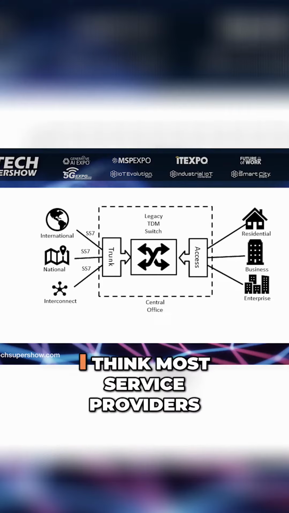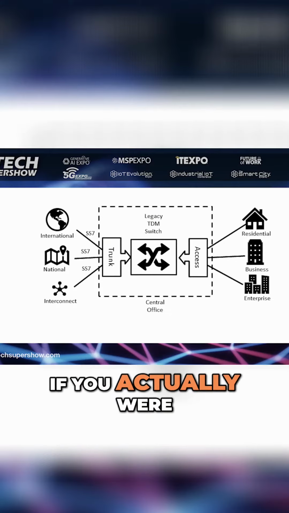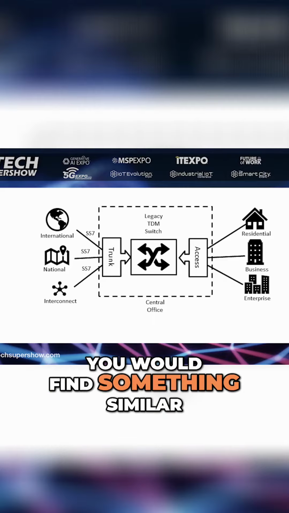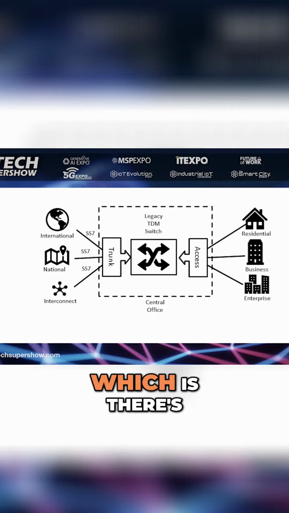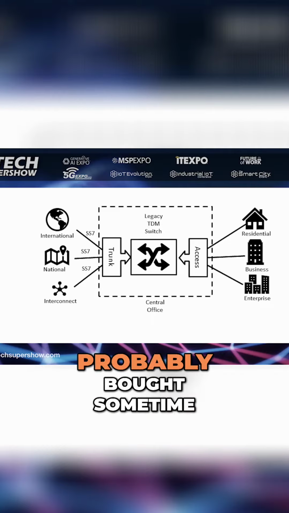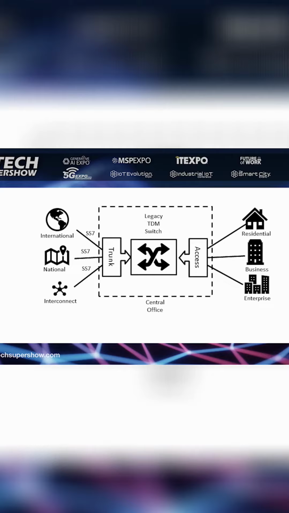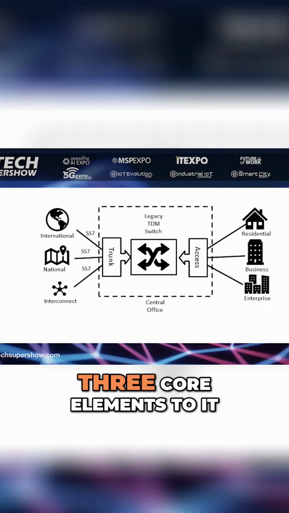In general, I think most service providers, if you actually were to decompose their network and take a look at it, you would find something similar to what we have on the diagram here, which is there's a legacy TDM switch, probably bought sometime in the 1980s or 90s. And it generally has three core elements to it.